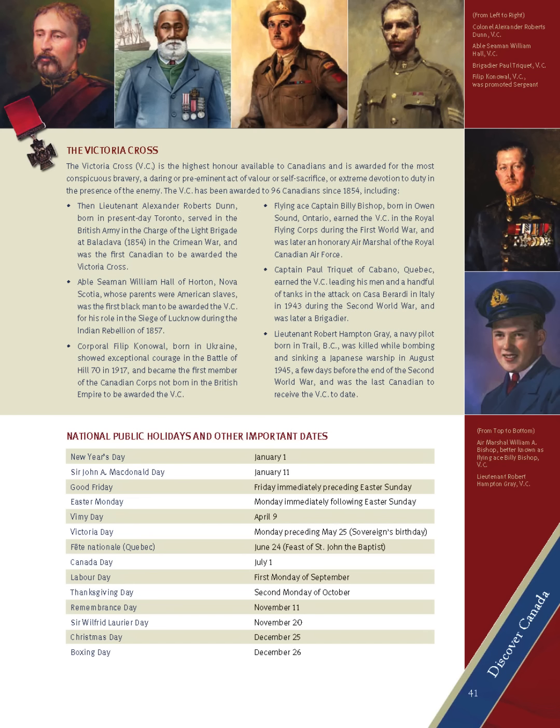The Victoria Cross. The Victoria Cross, V.C., is the highest honor available to Canadians and is awarded for the most conspicuous bravery, a daring or preeminent act of valor or self-sacrifice, or extreme devotion to duty in the presence of the enemy. The V.C. has been awarded to 96 Canadians since 1854, including then Lieutenant Alexander Roberts Dunn, born in present-day Toronto, served in the British Army in the charge of the Light Brigade at Balaclava, 1854, in the Crimean War, and was the first Canadian to be awarded the Victoria Cross.